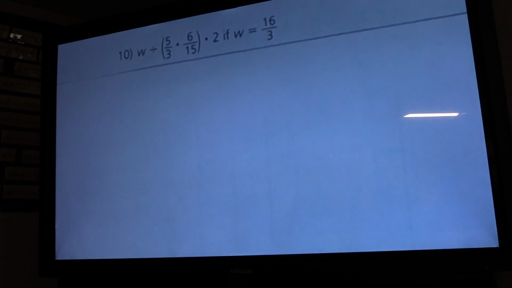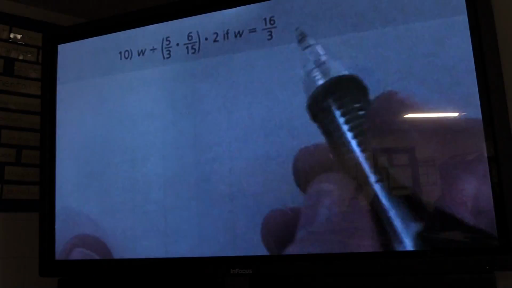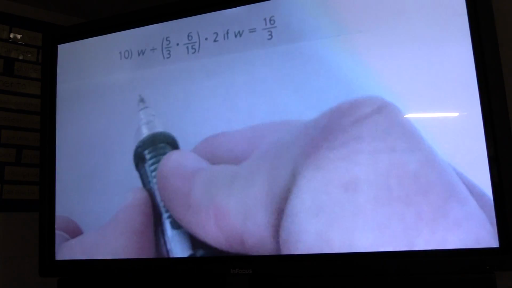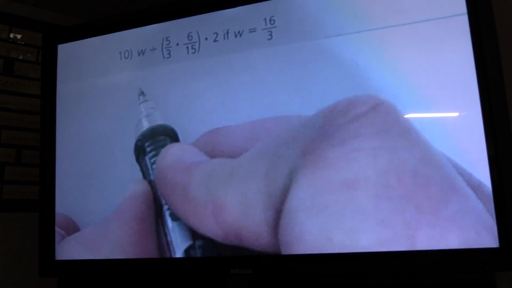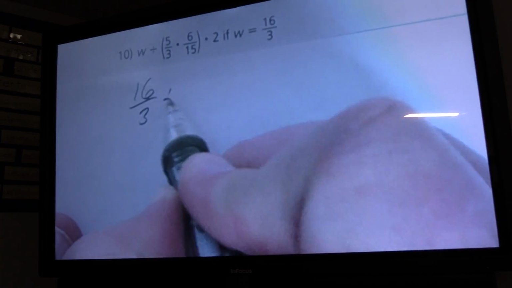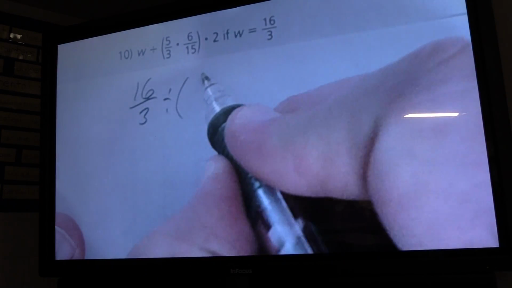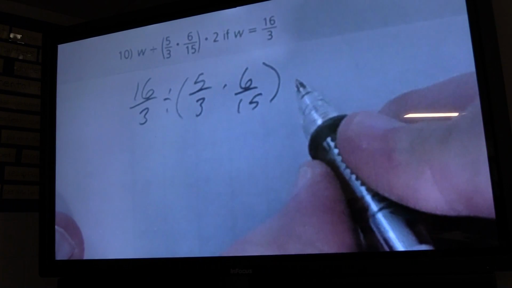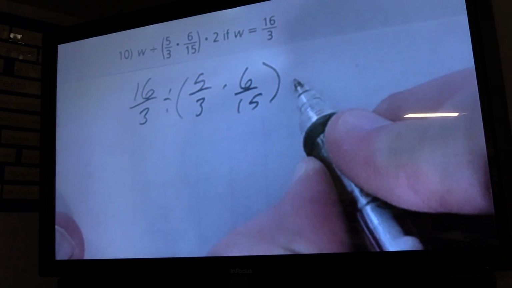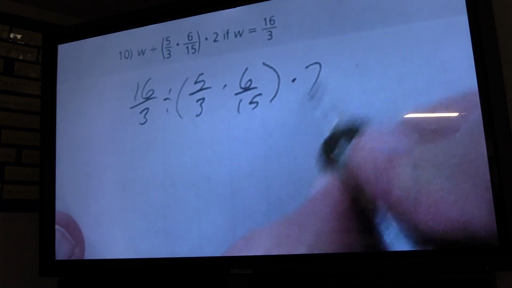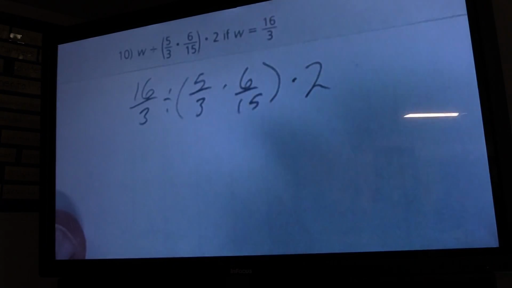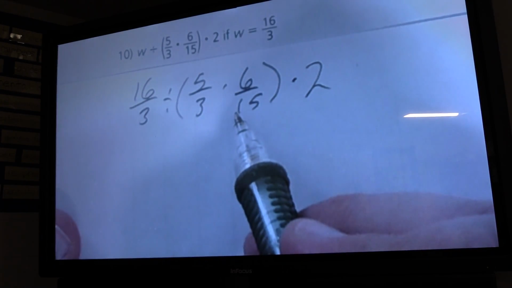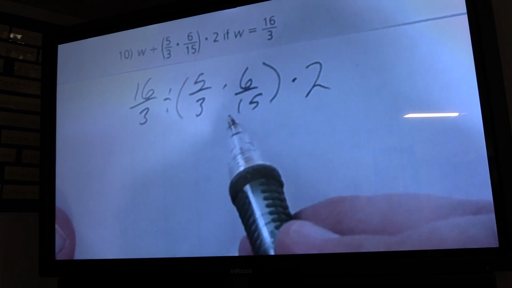So what we are given is W is equal to 16/3. So I'm going to rewrite this problem, saying 16/3 divided by the product of 5/3 and 6/15, and then I'm going to multiply that quotient by 2. So the first thing I want to do is what's in parentheses here. And I'm going to do a little bit of cross canceling.